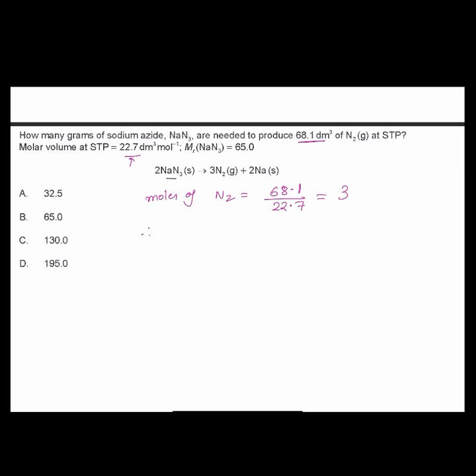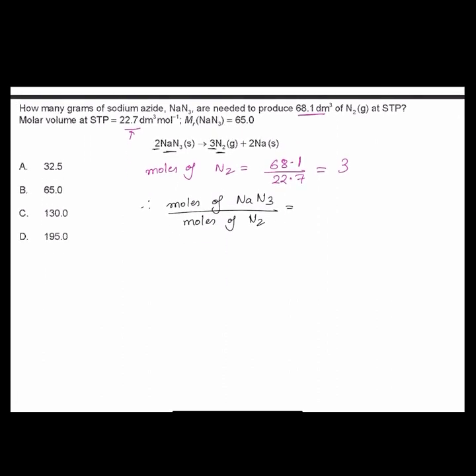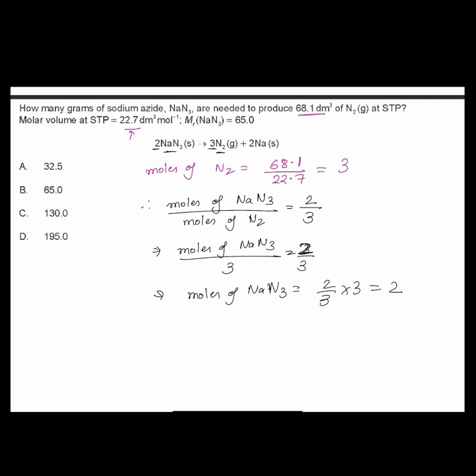Now we have to find the moles of sodium azide, NaN3. So I can write the stoichiometric ratio between N2 and NaN3, moles of NaN3 by moles of N2. The stoichiometric ratio would be 2 over 3, because the coefficient of NaN3 is 2 and for N2 is 3. So moles of N2 is 3, and moles of NaN3 would be 2 by 3 times 3, that is equal to 2. So we have 2 moles of NaN3 that will be formed.